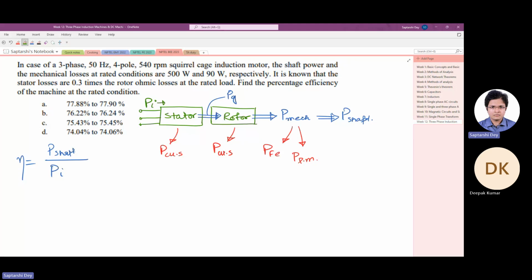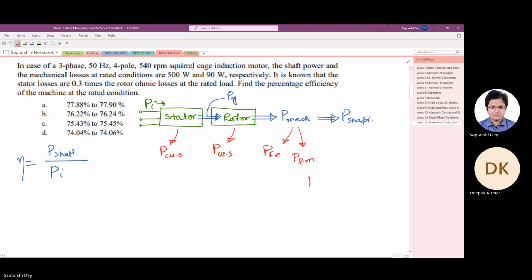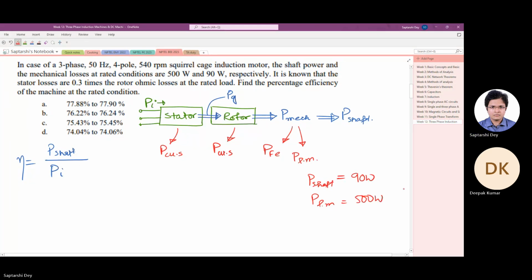So we'll do this. The shaft power and mechanical loss at rated conditions are given. So mechanical loss is more than shaft power. We'll keep listing them. So shaft power is 90. Mechanical loss is 500.